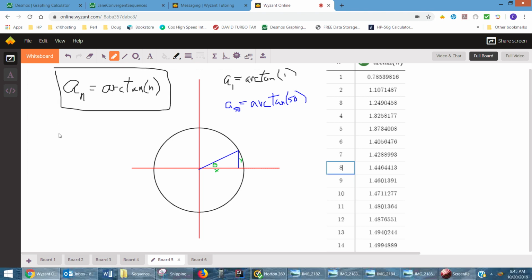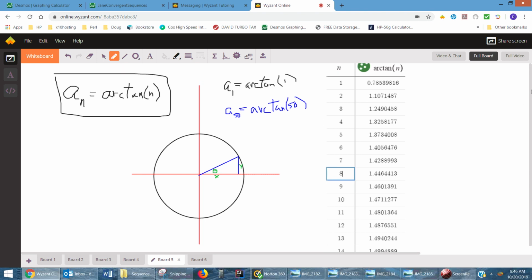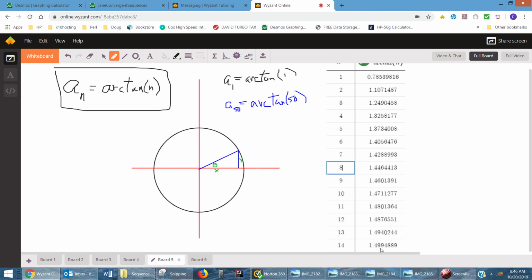A sub n just equals the arctangent of n, and see where that leads us. And what this means is that a sub 1 is the arctan of 1, a sub 2 is the arctan of 2, a sub 50 is the angle that has a tangent of 50. And here's a table that I created on Desmos where I have a sequence from 1, 2, 3, 4 for the n value, and arctan of n. It looks like it's not growing without bound. It looks like it's approaching some kind of limit here.